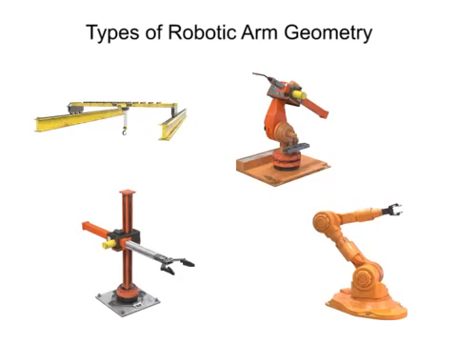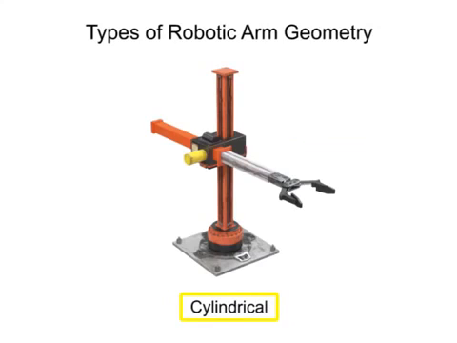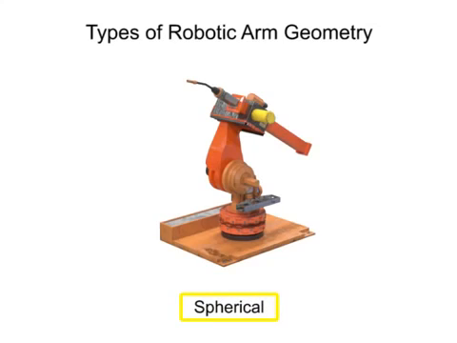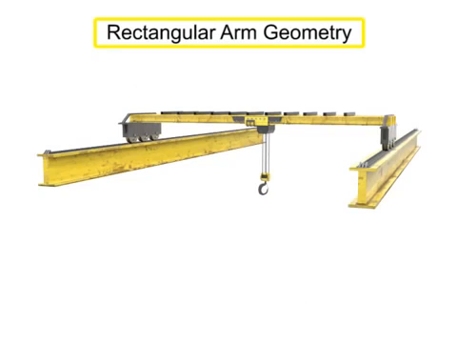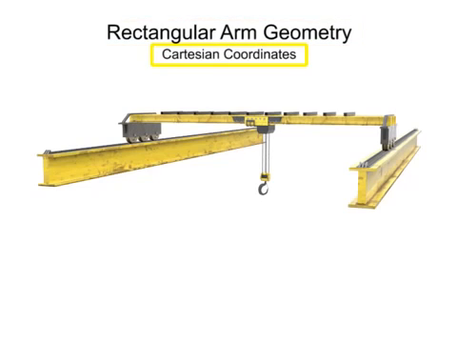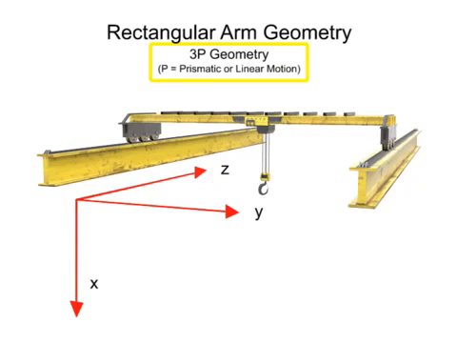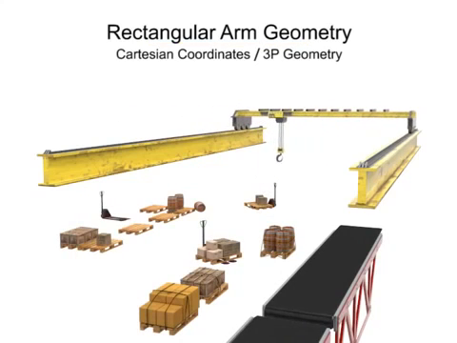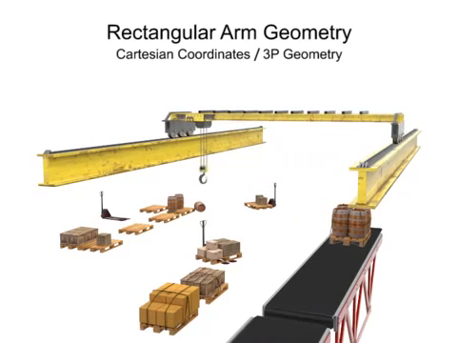There are four main types of robotic arm geometry: rectangular, cylindrical, spherical, and jointed spherical. Robots with rectangular arm geometry use Cartesian coordinates and move linearly along each of the x, y, and z axes. This type of movement is also called 3P geometry, where the P stands for prismatic or linear motion. This type of geometry is most commonly used with pick-and-place or large overhead-mounted robots.